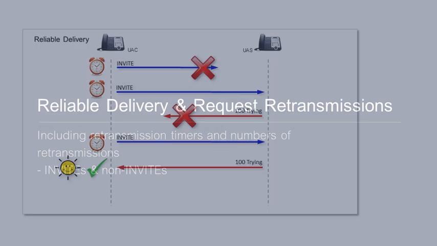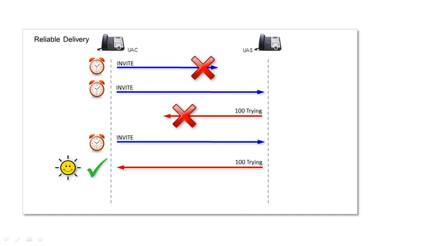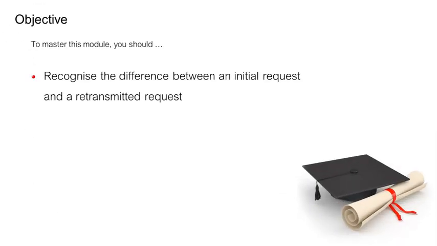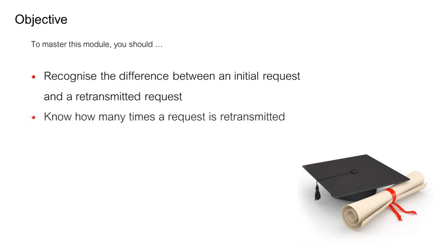In the previous module, we introduced the notion of reliable delivery. We saw how the user agent sets a timer with each outgoing request and how, if a 100 trying response was not received before the timer expired, the request was retransmitted. In this module, we'll look more closely at retransmissions. In fact, by the time we're done, you should recognize the difference between initial and retransmitted requests, and you should know all about numbers of retransmissions and retransmission timers.